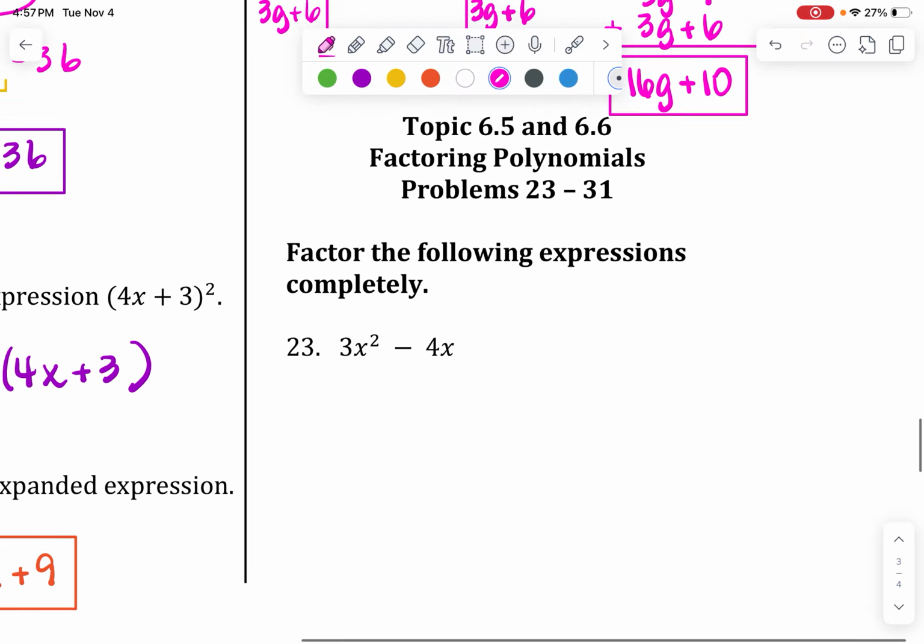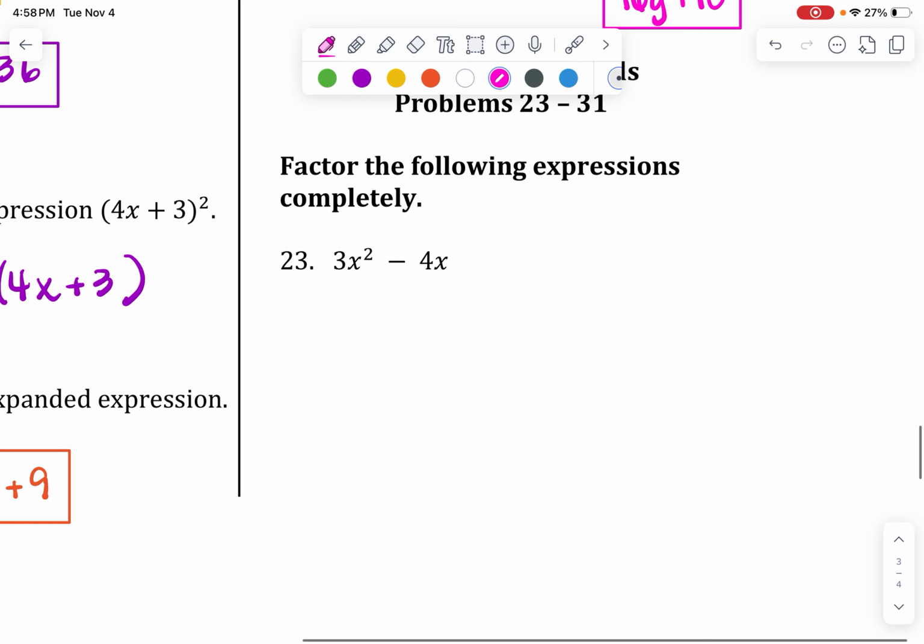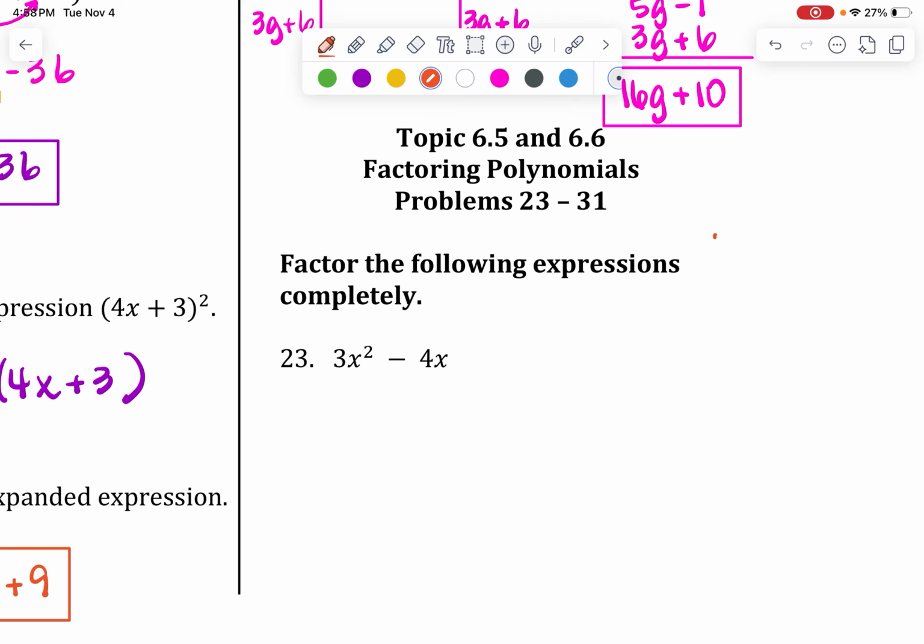All right, we're getting to our last section of factoring polynomials. So remember, there's two different ways to factor. Number one, GCF, and number two is to factor by grouping. And that's if it's a quadratic trinomial, okay? So those are the only two types of factoring that we'll be using.